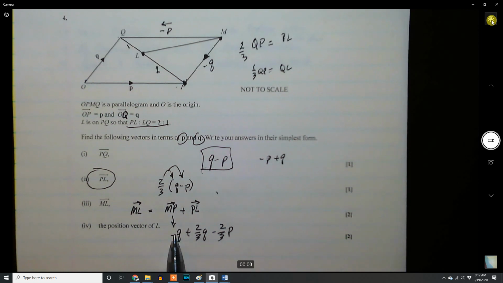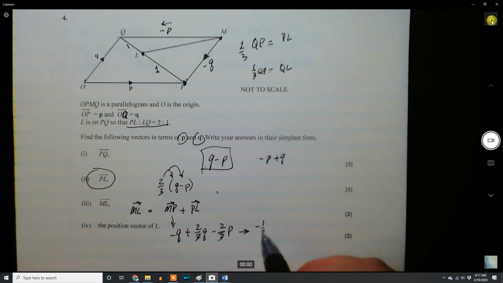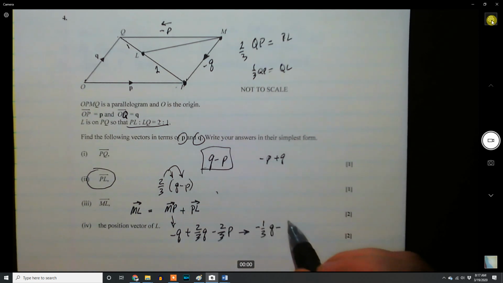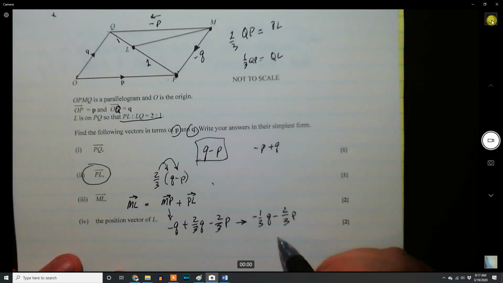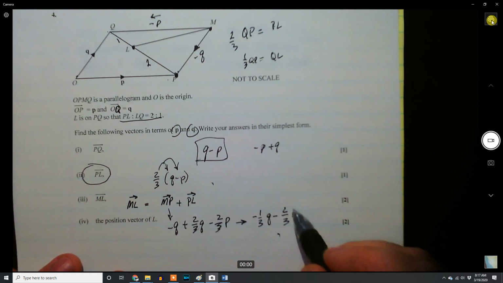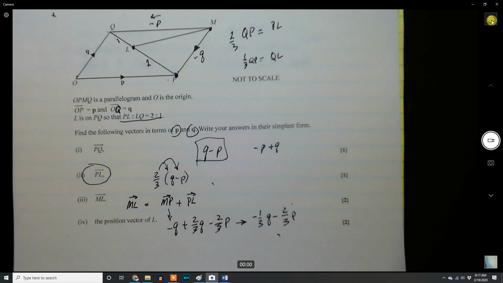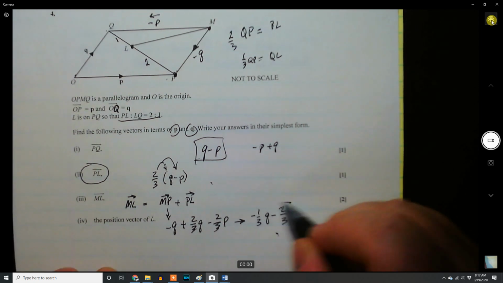So negative Q and positive 2/3 Q is negative 1/3 Q minus 2/3 P. And you could simplify that in a couple different ways. There's all kinds of ways you could write it. It doesn't really matter. You could factor out a 1/3, you could factor out a negative, but this is going to be sufficient right there.